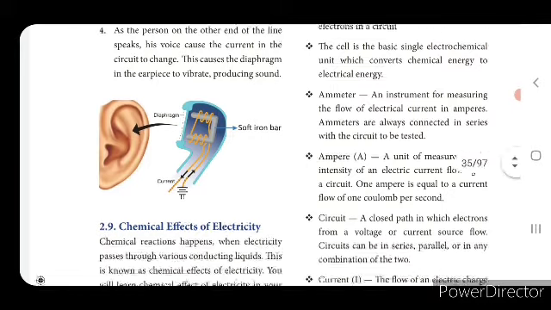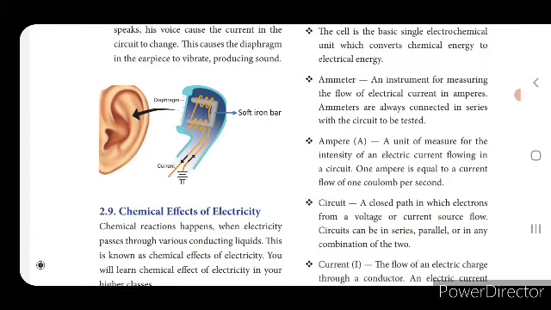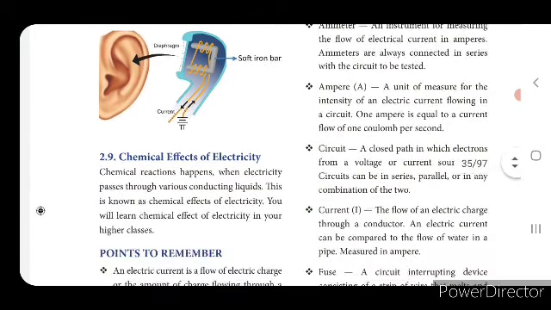Okay children, the next important thing is the chemical effects of electricity. A chemical reaction happens when electricity passes through various conducting liquids. This is known as the chemical effects of electricity. You will learn this in detail in your higher classes. That is a very important subject. The content is huge, so you will be studying this in the higher classes.